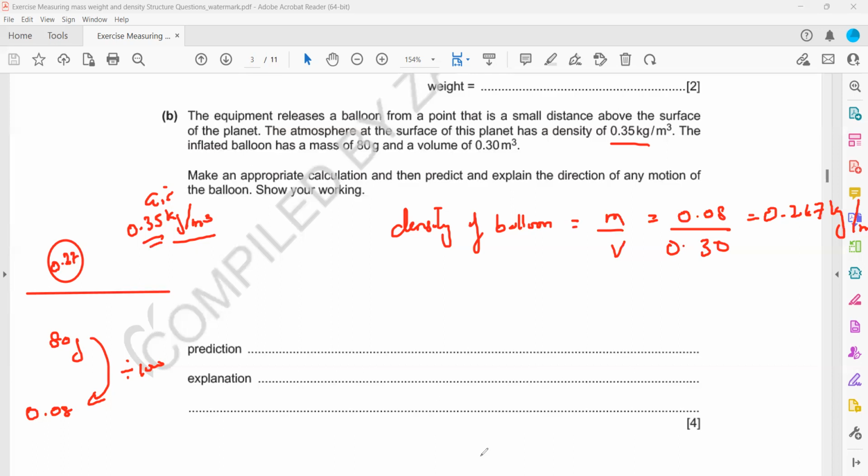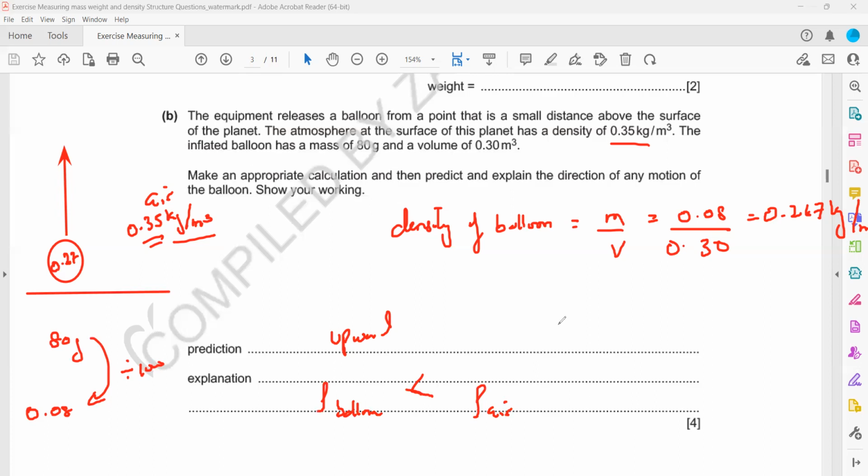Where will this balloon move, upward or downward, as the density of a balloon is less than the surrounding? Upward. It will move upward. So it will go upward here. So prediction, we can say it will float or it will move upward. And the reason is that the density of a balloon, I'm writing in short, is less than density of air. You will write in words because it's a 4-mark question.